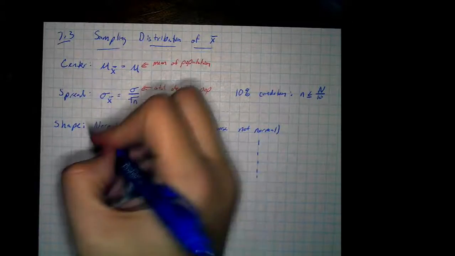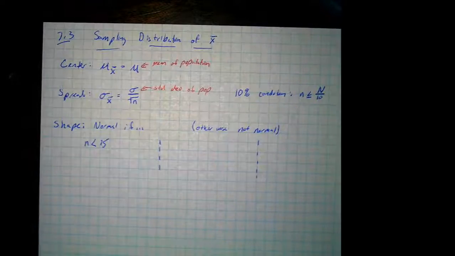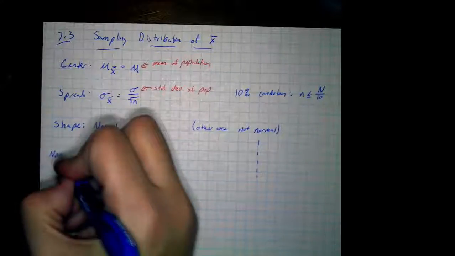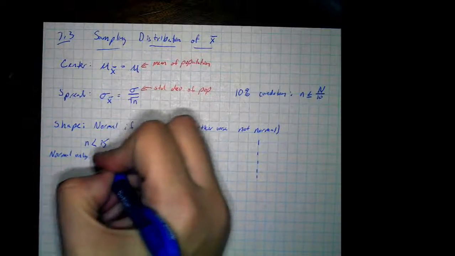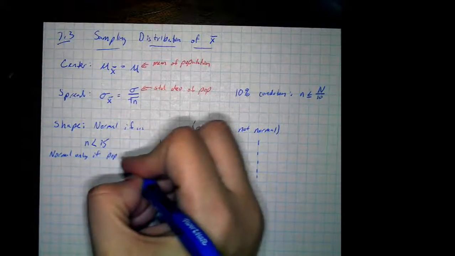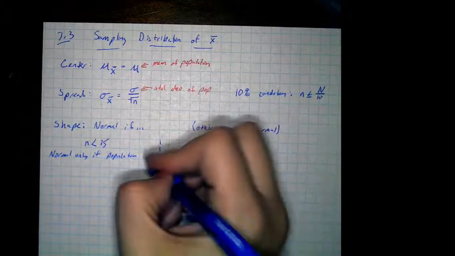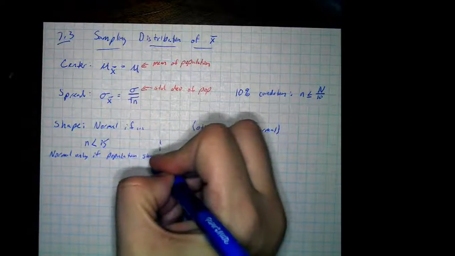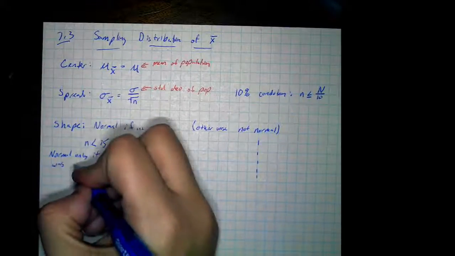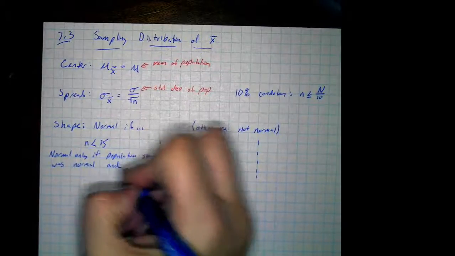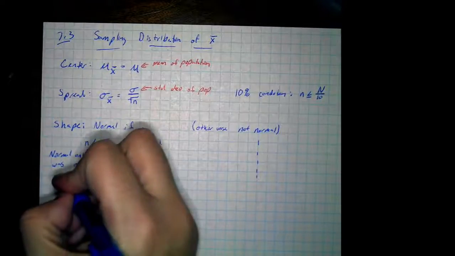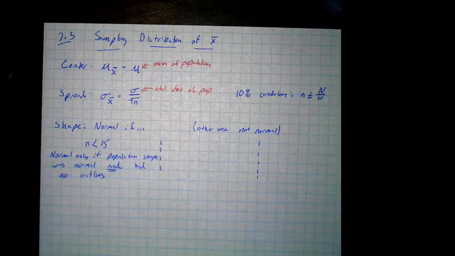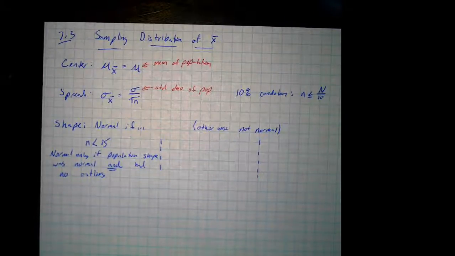All right. If your sample size is less than 15, it is normal only if the population shape was normal and had no outliers. So if you're sampling less than 15, then it's only going to be normal if your population shape was originally normal and you had no outliers.